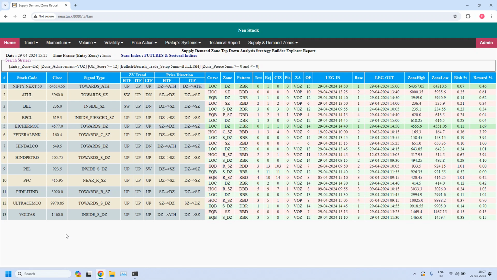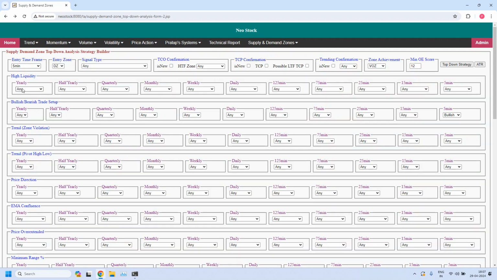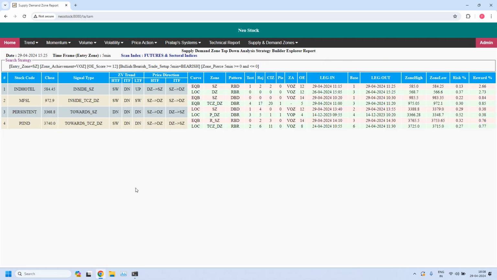Okay, let me go back and generate the next report. The next report is a bearish trade setup for hourly income trade. So entry time frame is 5 minutes, but for bearish trade setup, entry zone is supply zone. And also in this parameter, bullish or bearish trade setup, in 5 minutes time frame, now I am selecting bearish. And whatever the 3 filters we set, they still hold good. Now let me generate the report. So these 4 stocks are filtered, which are supporting bearish trade setup for hourly income trade.